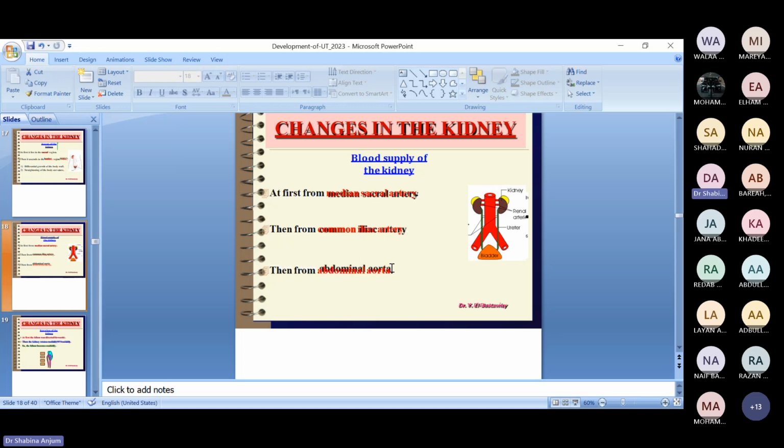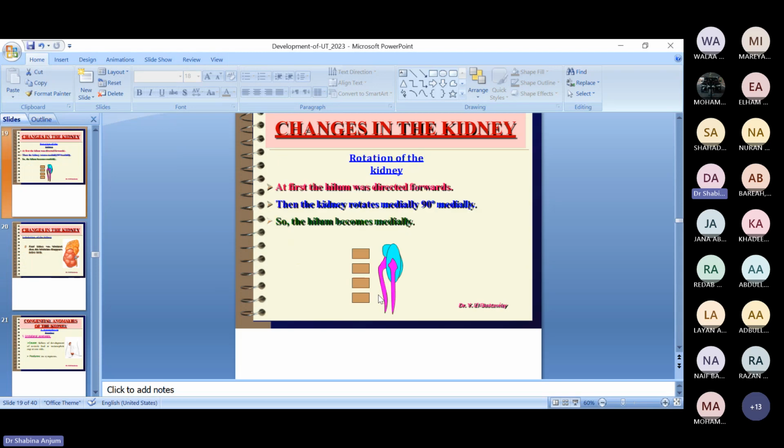Okay. So have you studied the abdominal aorta and its branches, yes or no? Maybe in the posterior abdominal wall you will see this. So here you have the median sacral artery, common iliac artery, and then finally the renal arteries. It will arise from the abdominal aorta.